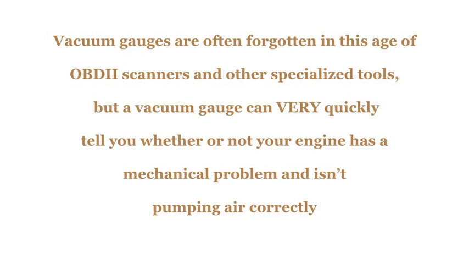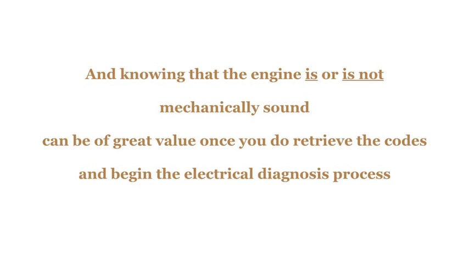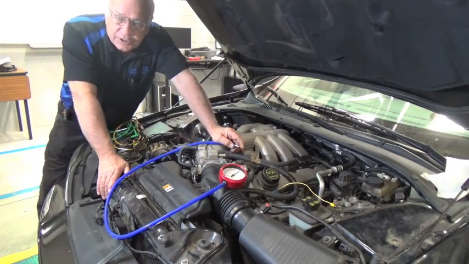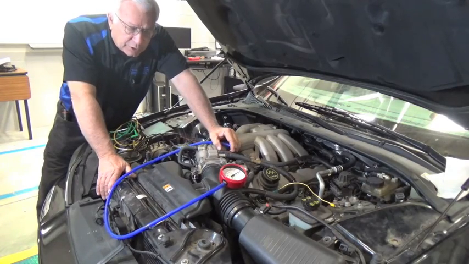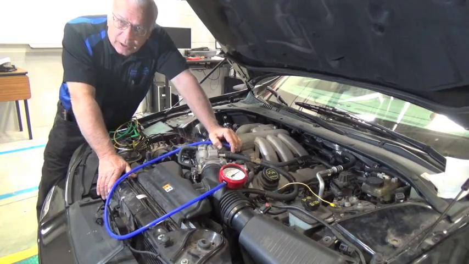Vacuum gauges are often forgotten in this age of OBD2 scanners and our other specialized tools, but a vacuum gauge can very quickly tell you whether or not your engine has a mechanical problem and isn't pumping air correctly. And knowing that the engine is or is not mechanically sound can be of great value once you do retrieve the codes, and then you begin the electrical diagnosis process. Now the first thing I always like to check is engine vacuum on a running engine, because that gives me an early indication as to whether or not I'm looking at a mechanical issue or some other kind of problem.